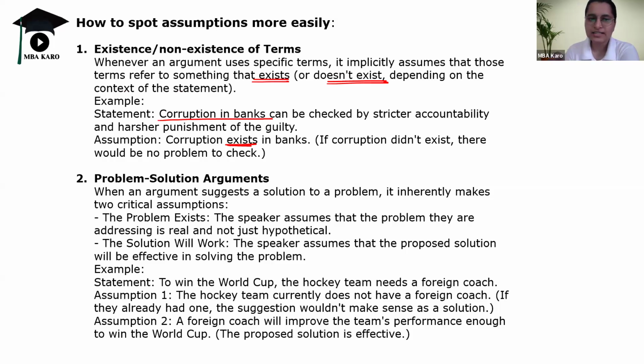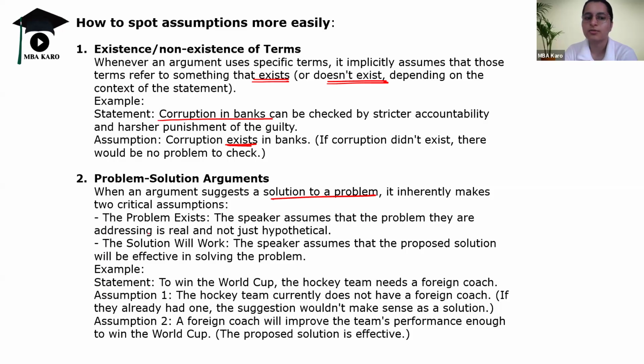Correct? Next is problem solution. Now, this is a very simple thing. If there is a solution, there is a problem. If there is a problem, there will be a solution to that particular problem. So the assumption goes by that. When an argument suggests a solution to a problem, it inherently makes two critical assumptions. What are the two critical assumptions? Number one is that the problem exists. If there is a solution to a problem, that means the problem exists.